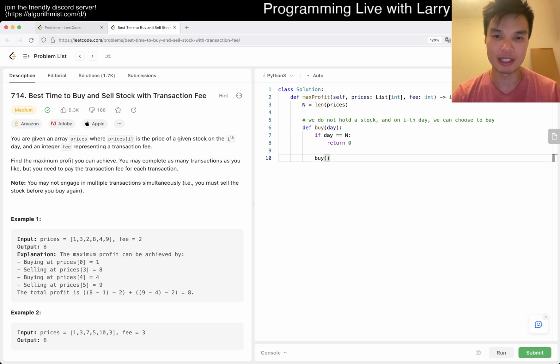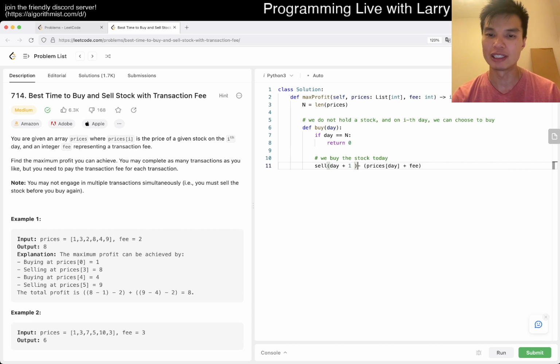And for buy, let's just say we buy the stock today, right? So then what does it cost? It costs prices of day plus fee. So this is the cost that we pay. And then the most optimal for that is that we sell it on day plus one or afterwards, because this isn't to sell on that day, it's to sell on that day or afterwards. So buying is equal to this, and not buying is just equal to buy of day plus one. And then we return the max of buying and not buying.